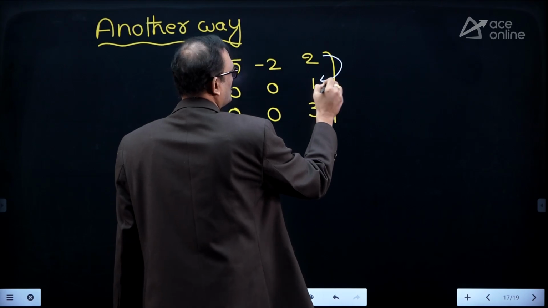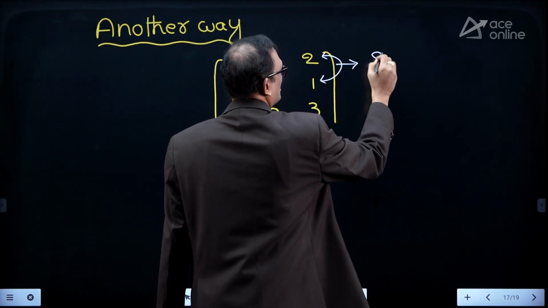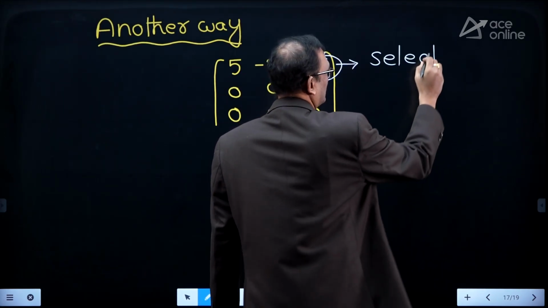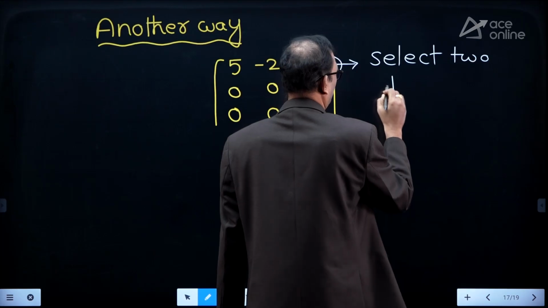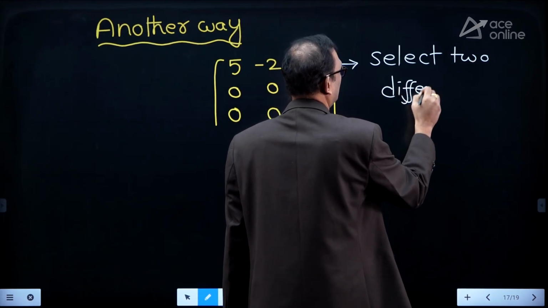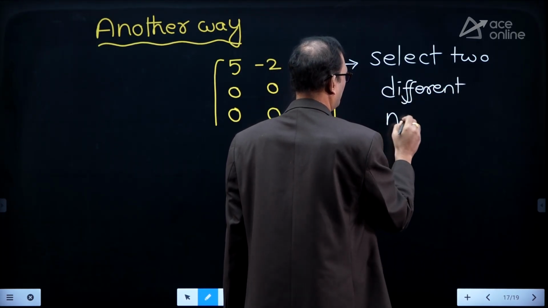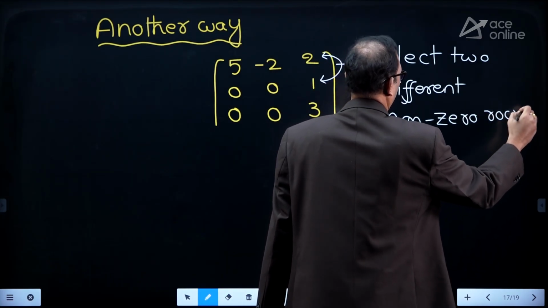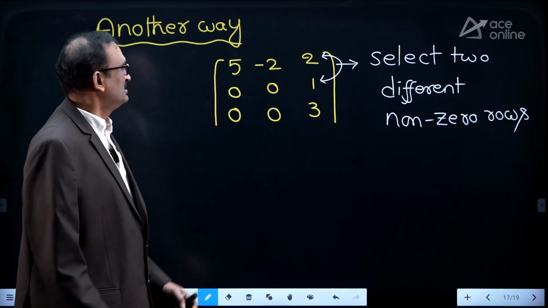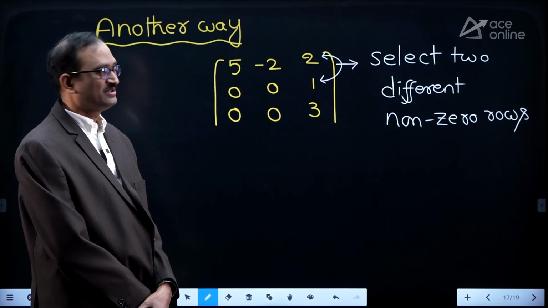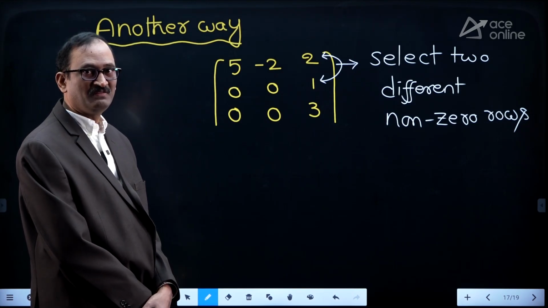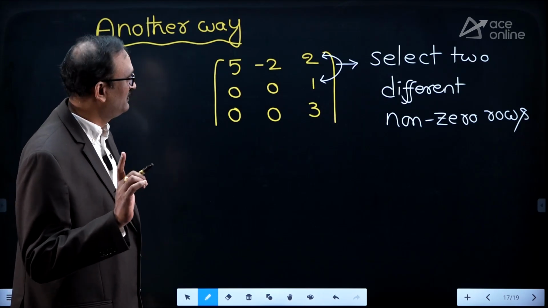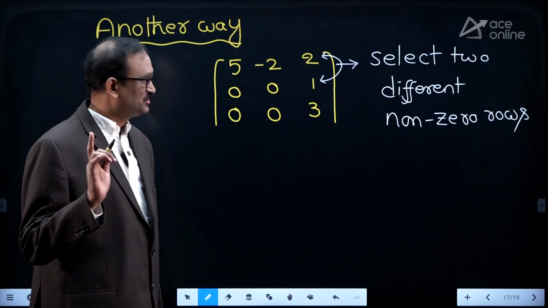select any two different rows. Select two different non-zero rows. Second and third rows will not be different non-zero rows, because if the third row is divided by 3, you will get the second row only. That's why the second row and third row will not be different non-zero rows. Only first and second are two different non-zero rows.